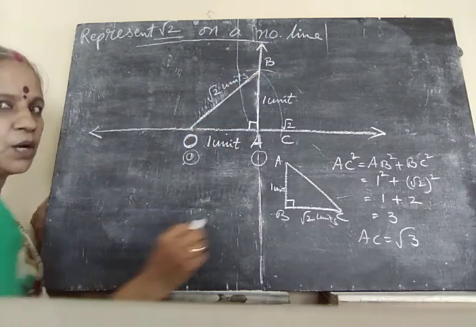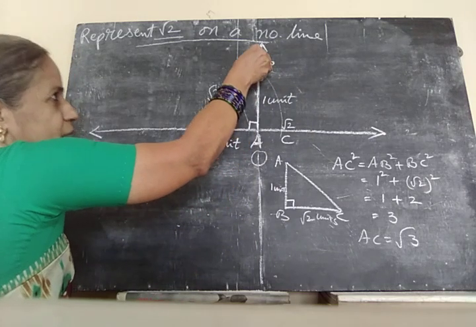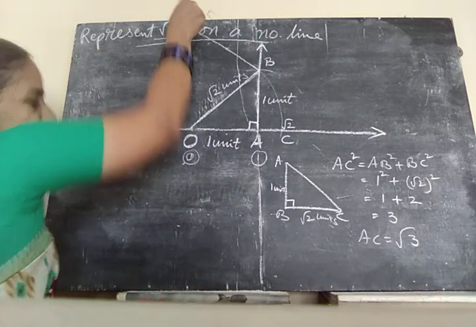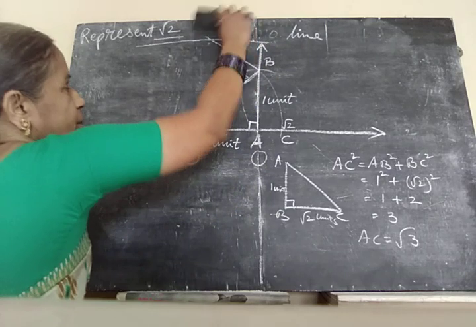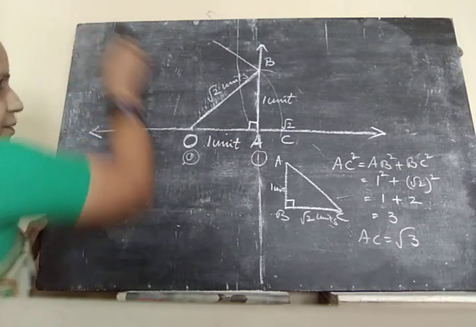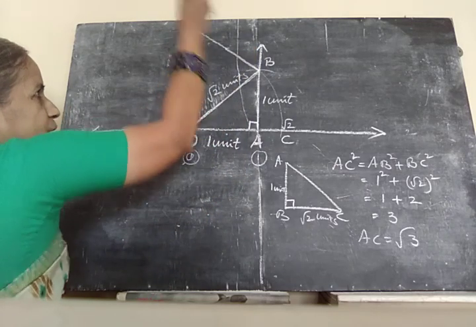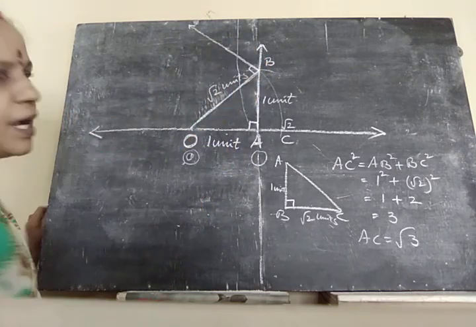Now OB, you got root 2 units. And at B, draw a perpendicular to OB. Draw perpendicular to OB at B.